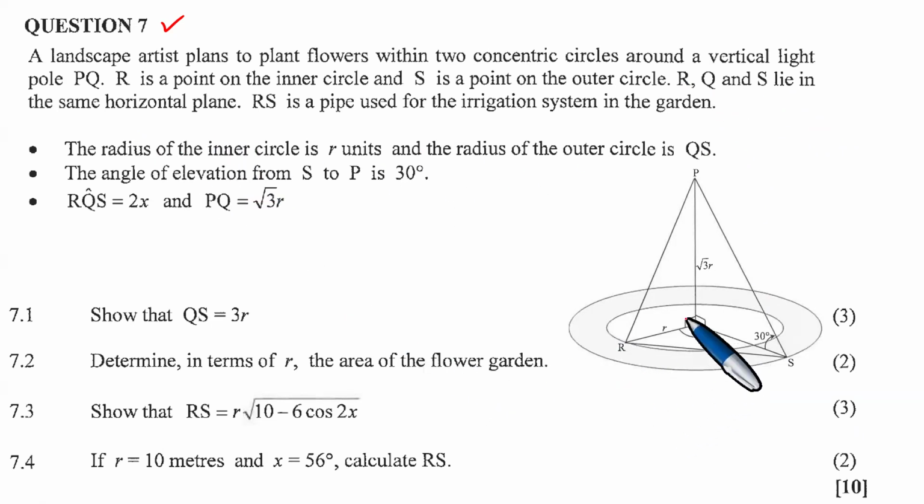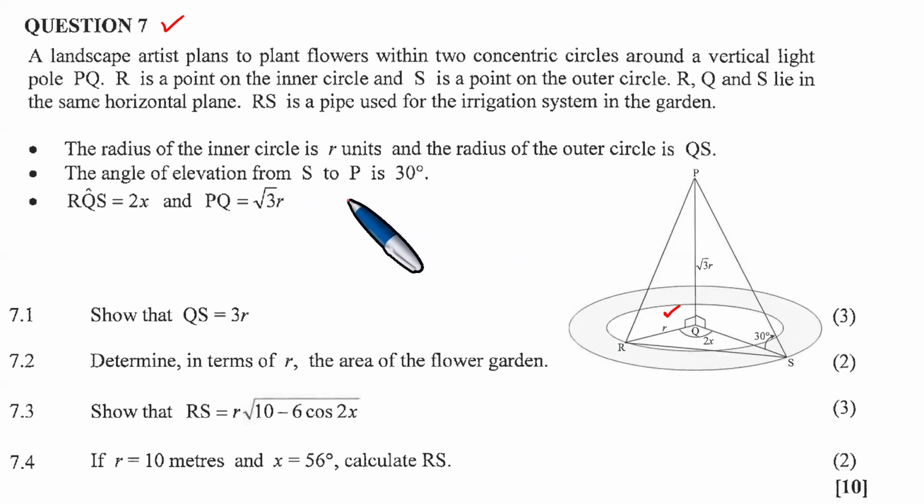With R, Q, and S lying in the same horizontal plane, RS is a pipe used for the irrigation system in the garden. The radius of the inner circle is R units, which is the distance from the center of the inner circle to its circumference.